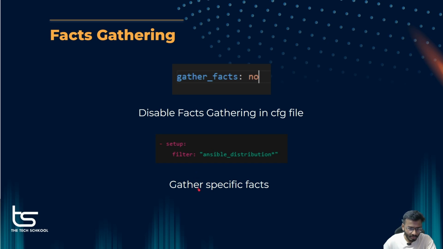For example, in a second scenario, if you want to gather only specific facts, then inside the Ansible playbook itself, in the setup, you can give a filter that says only gather ansible_distribution for me and nothing else. So you can tweak the Ansible facts gathering as per your need. The Ansible documentation is pretty straightforward, and you can use whatever is required inside your script as per your requirement.